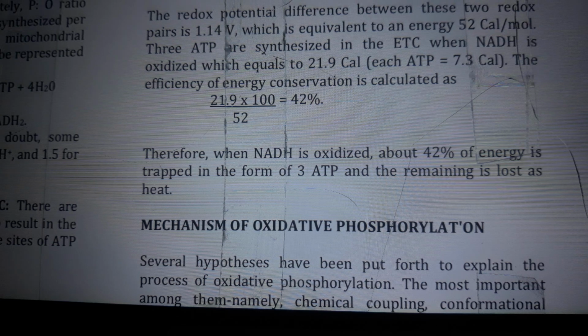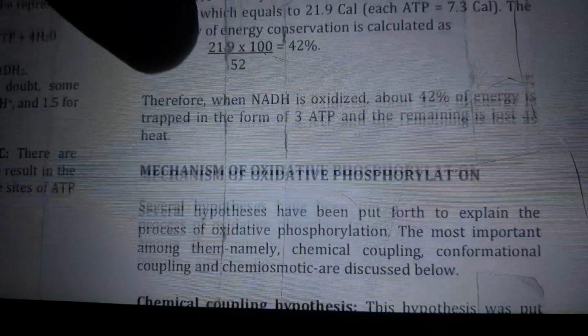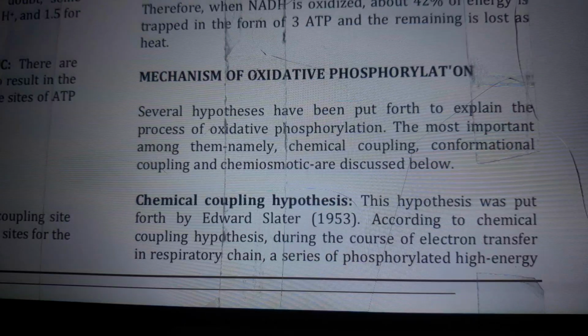3 ATP are synthesized in the ETC when NADH is oxidized, which equals 21.9 kcal, each ATP being equal to 7.3 kcal. The efficiency of energy conservation is calculated as 21.9 times 100 per 52, which is equal to 42%. Therefore, when NADH is oxidized, about 42% of energy is trapped in the form of 3 ATP, and the remaining is lost as heat.